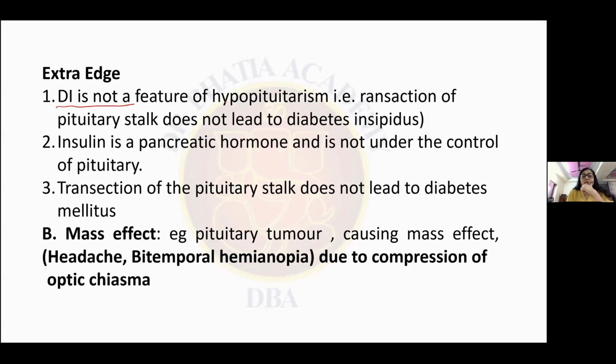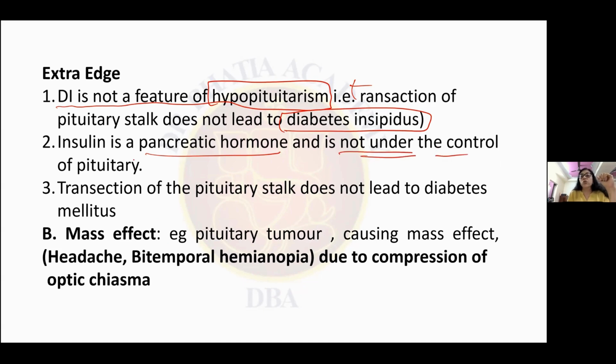Diabetes insipidus is not a feature of hypopituitarism, that you have to remember. So transection of the pituitary stalk does not lead to diabetes insipidus. Insulin is a pancreatic hormone and is not under the control of the pituitary. So hypoinsulinemia causing diabetes is not a feature of hypopituitarism. Transection of the pituitary stalk does not lead to diabetes mellitus. So diabetes insipidus and diabetes mellitus both will not be seen with pituitary stalk section effect.